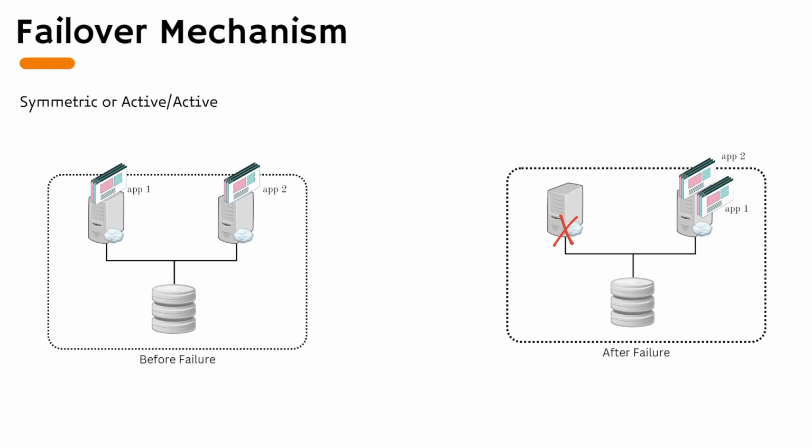Next, we have the failover mechanism which is symmetric or active-active. In an active-active configuration, each server hosts its own application and acts as a redundant server for its peer. If something happens to one node, the other node takes over, and the application is brought online on the other node. One thing to remember in this case is that the redundant host should have the capacity to run its own application as well as the peer's application.